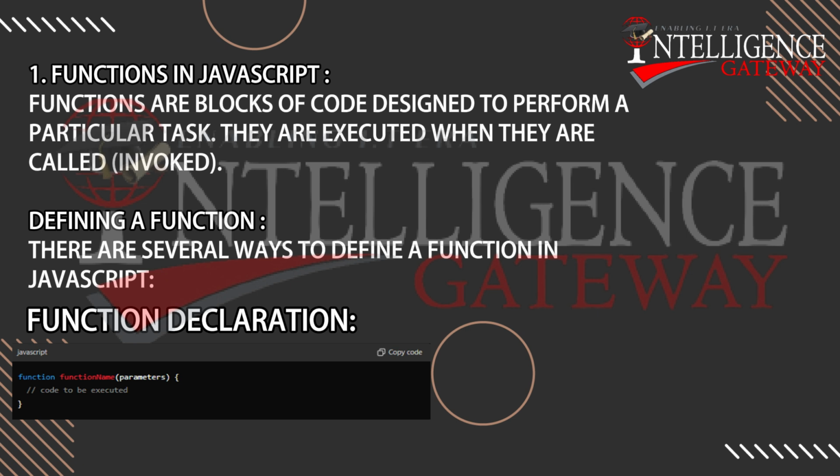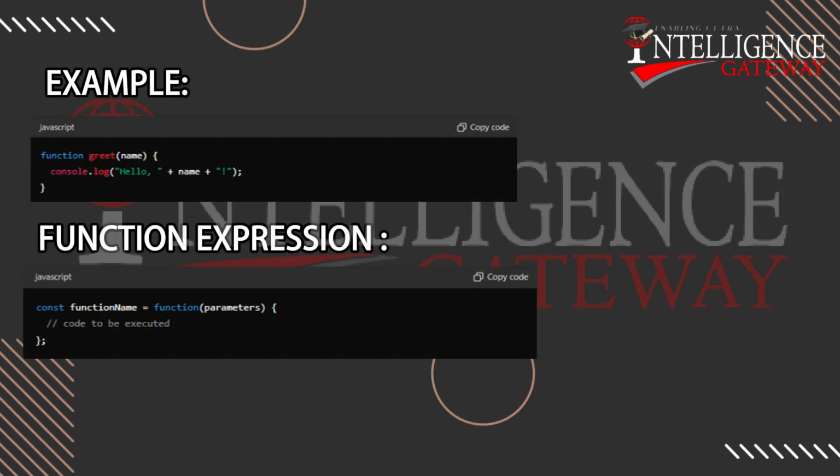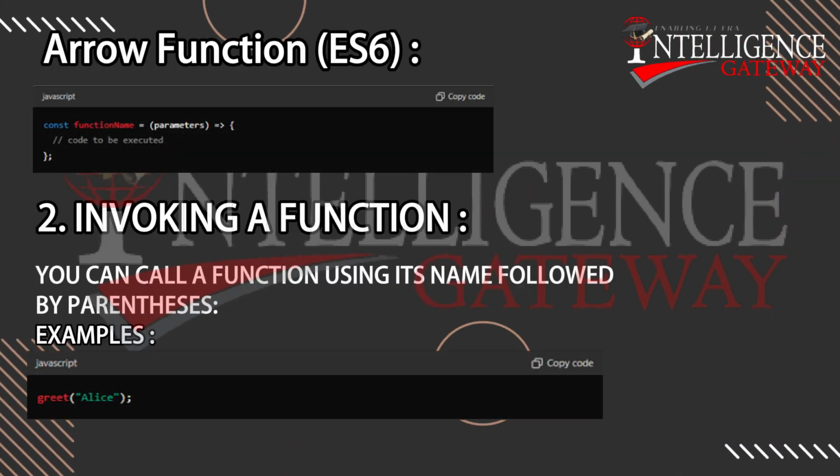Defining a function. There are several ways to define a function in JavaScript. Function declaration. Example. Function expression. Arrow function, ES6.